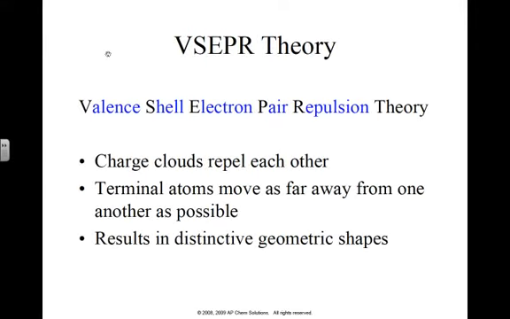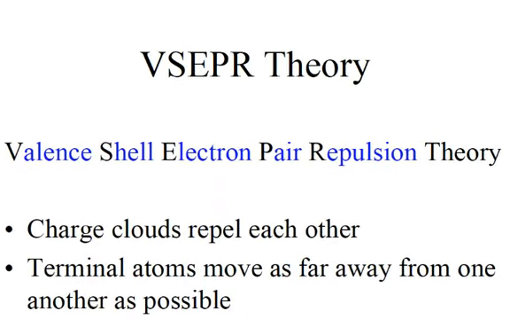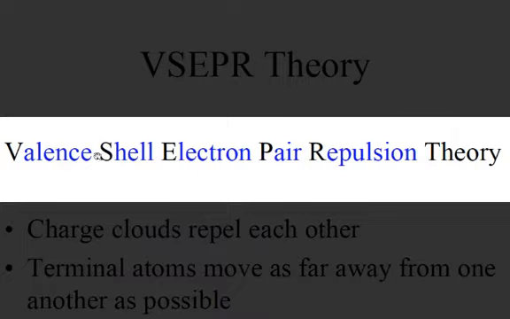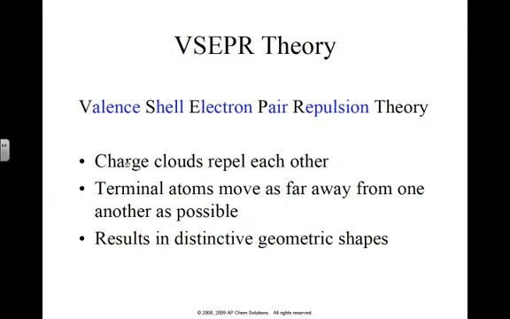Okay, all of these molecules that we've been drawing actually form certain shapes that we need to start being able to recognize. And this is all based on the VSEPR theory. VSEPR stands for valence shell electron pair repulsion theory. What does that mean? That means that the charge of electrons, the clouds of electrons, repel each other. So terminal atoms move as far away from one another as possible. That's what I like to call naked boys in the locker room. Okay? It results in certain geometric shapes.